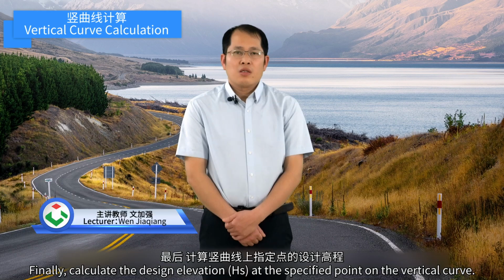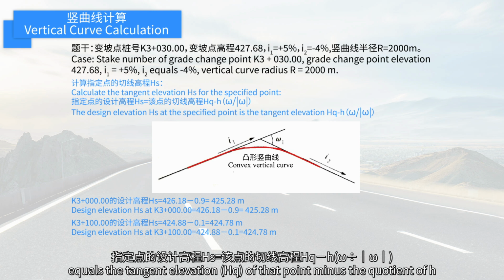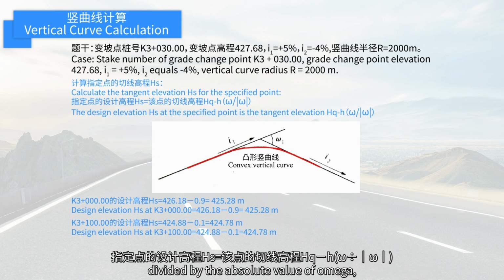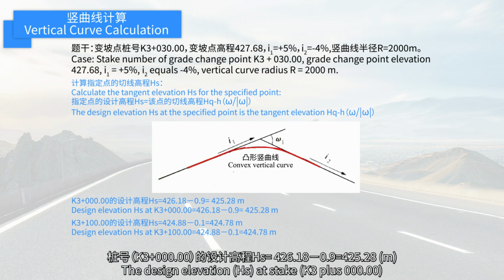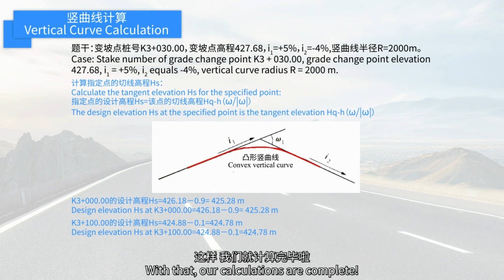Finally, calculate the design elevation HS at a specified point on the vertical curve. The specified point's design elevation HS equals the tangent elevation HQ of that point minus the quotient of h divided by the absolute value of omega. The design elevation HS at stake K3+000.00 is 426.18 minus 0.9, which is 425.28 meters. The design elevation HS at stake K3+100.00 is 424.88 minus 0.10, which is 424.78 meters. With that, our calculations are complete.